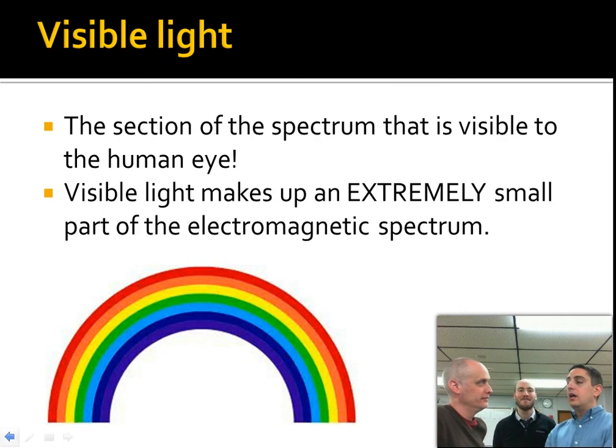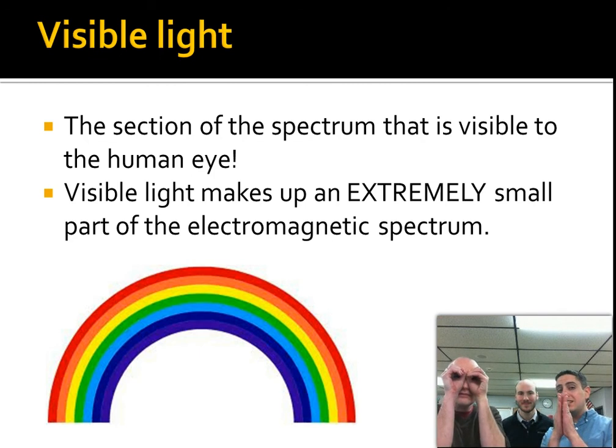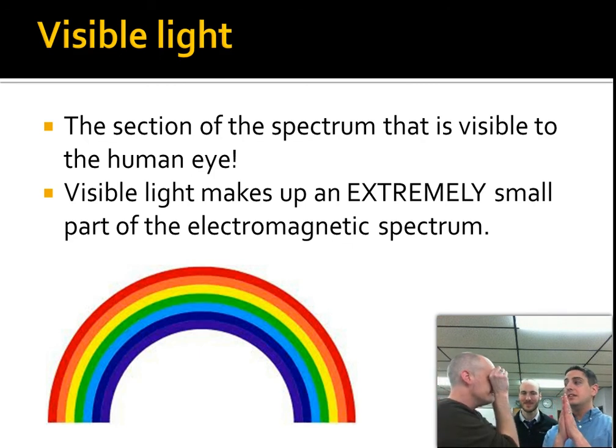The next type is visible light, and we're actually going to spend a lot more time on visible light in a future video. The next video. Oh yeah, the next video. So just to go over it real briefly, visible light is actually the smallest, teeniest, tiniest part of the electromagnetic spectrum, but it's also the only part that we can actually see.